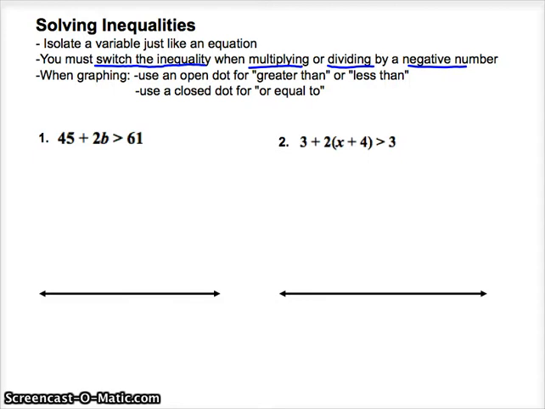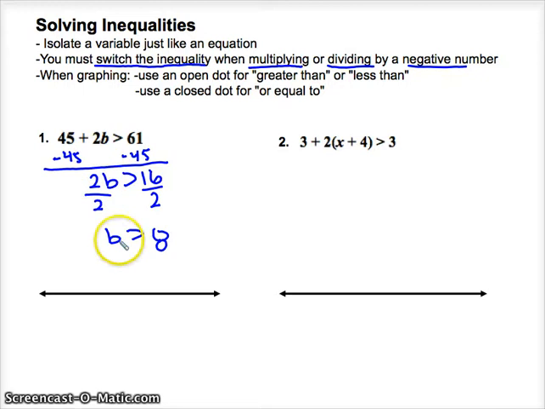Looking at question number 1, I need to isolate the variable b. So I'm going to start by undoing my addition and subtraction by subtracting 45 from both sides. I complete the subtraction, and I'm left with 2b is greater than 16. I then undo my multiplication by dividing both sides by 2, so b is greater than 8.